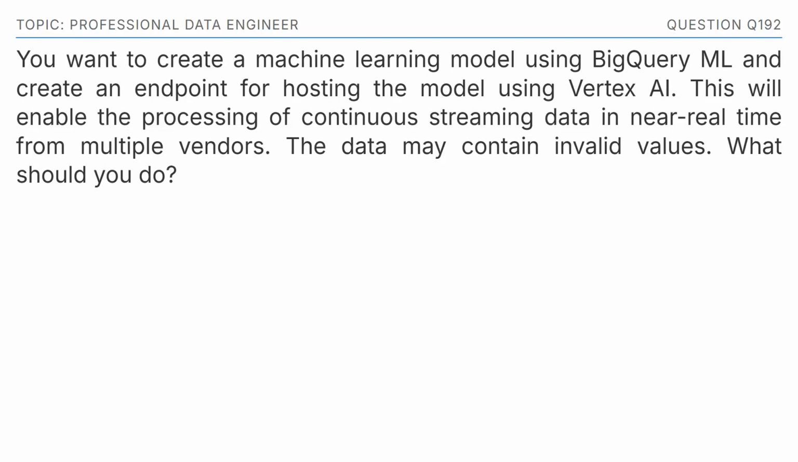You want to create a machine learning model using BigQuery ML and create an endpoint for hosting the model using Vertex AI. This will enable the processing of continuous streaming data in near real time from multiple vendors. The data may contain invalid values. What should you do?